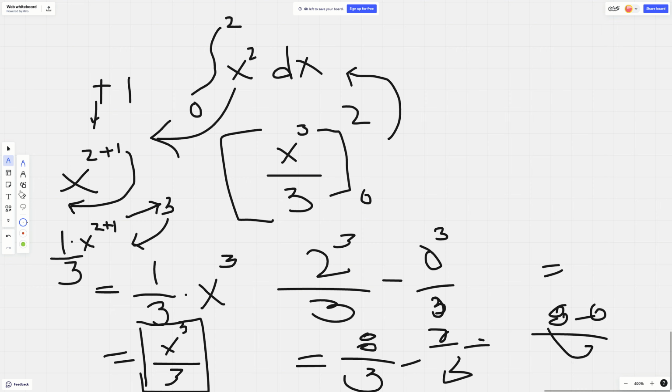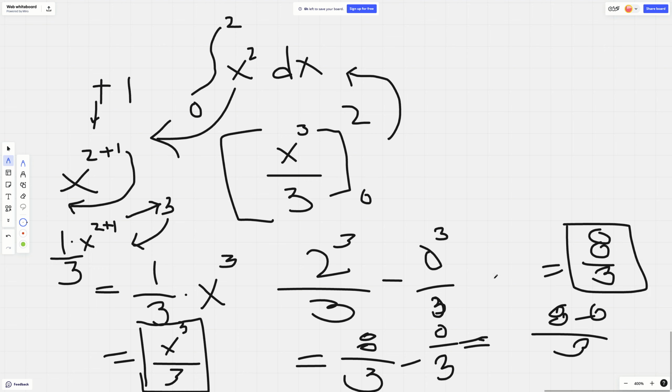Okay, that was a horrible 3. Sorry about that. And so this is equal to 8 minus 0 over 3, which is simply just 8 thirds. And believe it or not, that's it. The area under the curve from 0 to 2 of x squared is equal to 8 over 3.